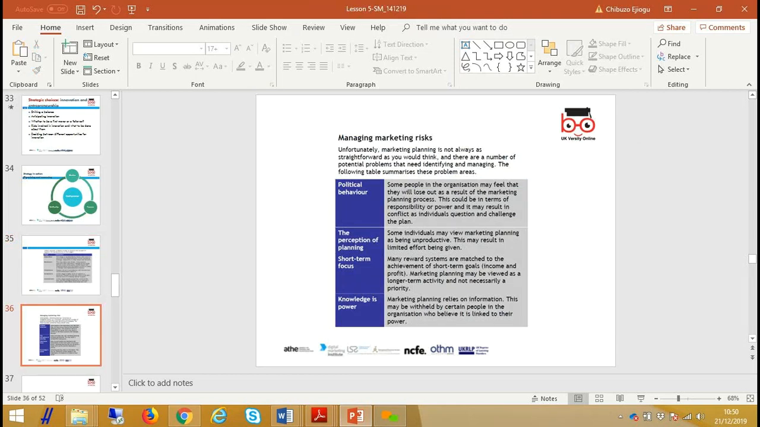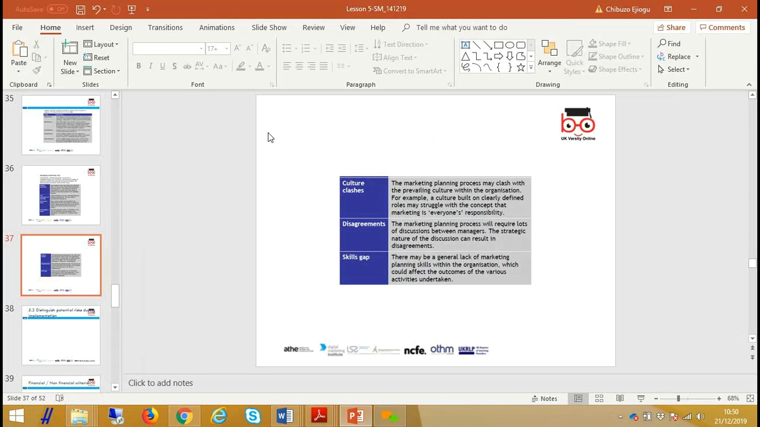Some of the types of risks you may face also are political behavior. So internal politics within the organization can be a risk. People protecting their department, protecting their budget, protecting their empire, that kind of thing. These are just examples of the kind of risks you may face when you're trying to implement a strategy or implement a change in the organization. So you can read up on these by yourself.